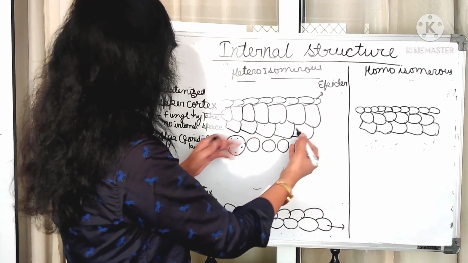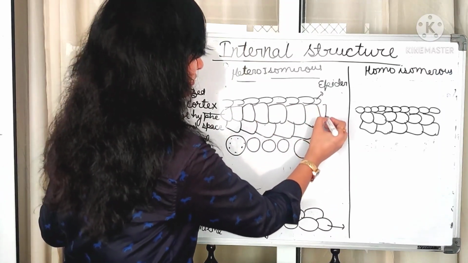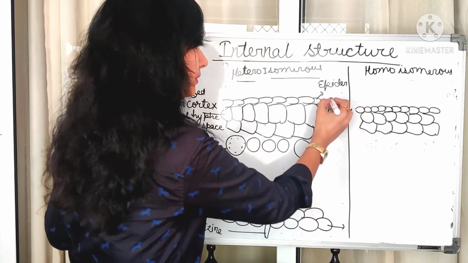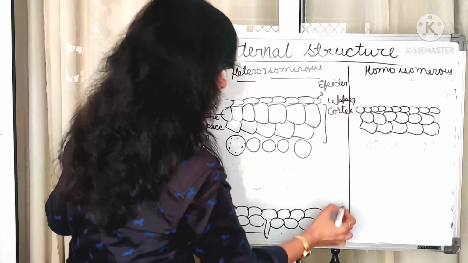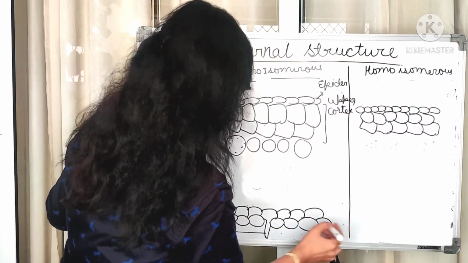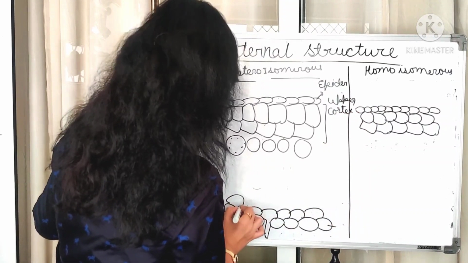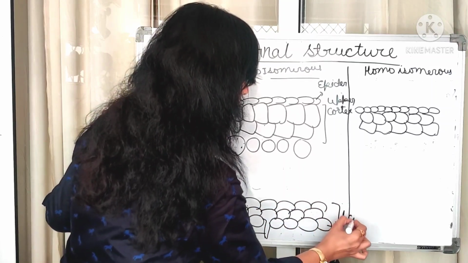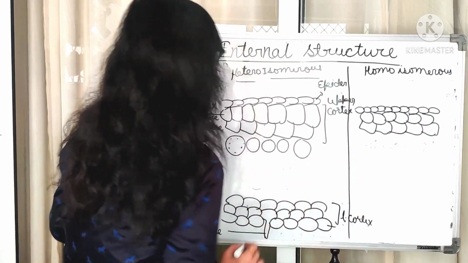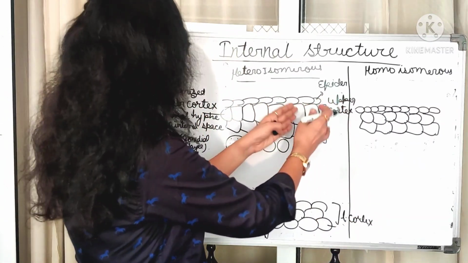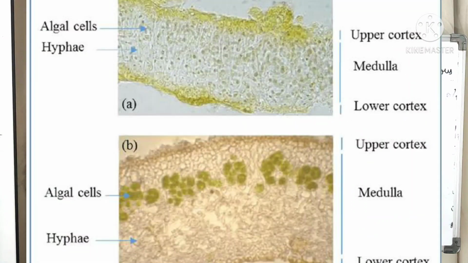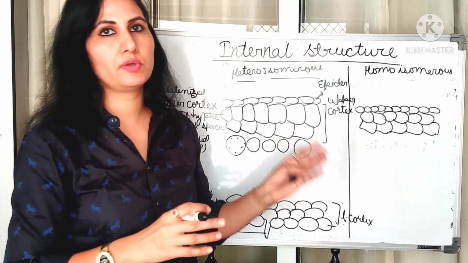Just beneath the epidermis you can see there is a portion known as cortex, and there are two cortex in it, upper cortex and this one is the lower cortex. Here I am making it. This is the lower cortex region. Fine. So the upper cortex is made up of the fungal hyphae only, and there is no intercellular space in the upper cortex as well as in the lower cortex.